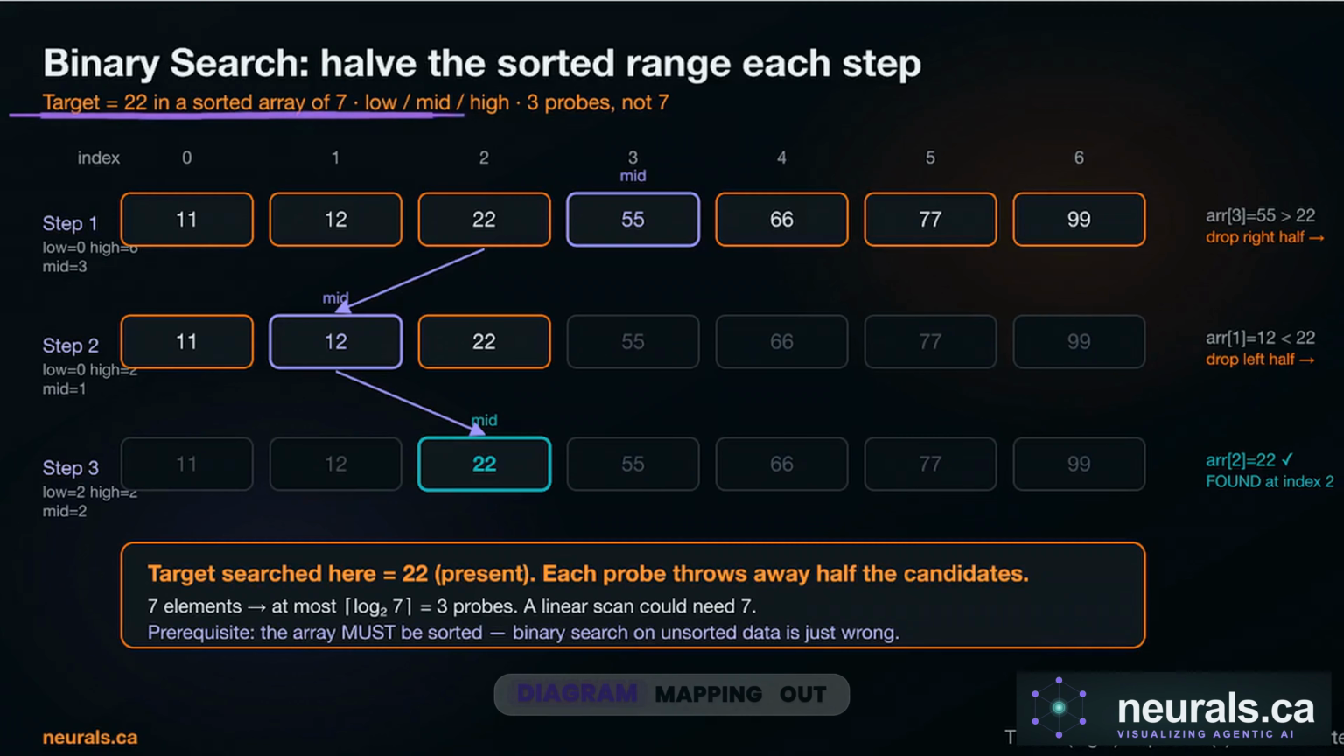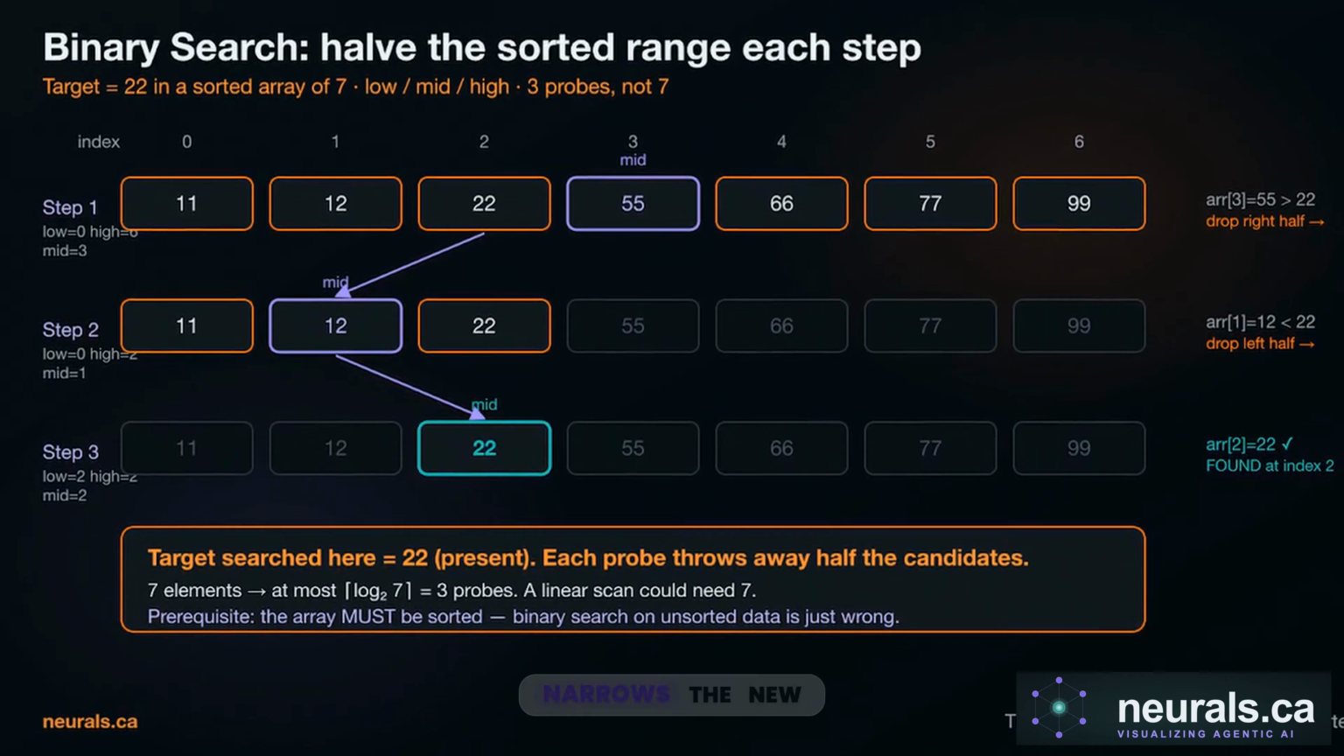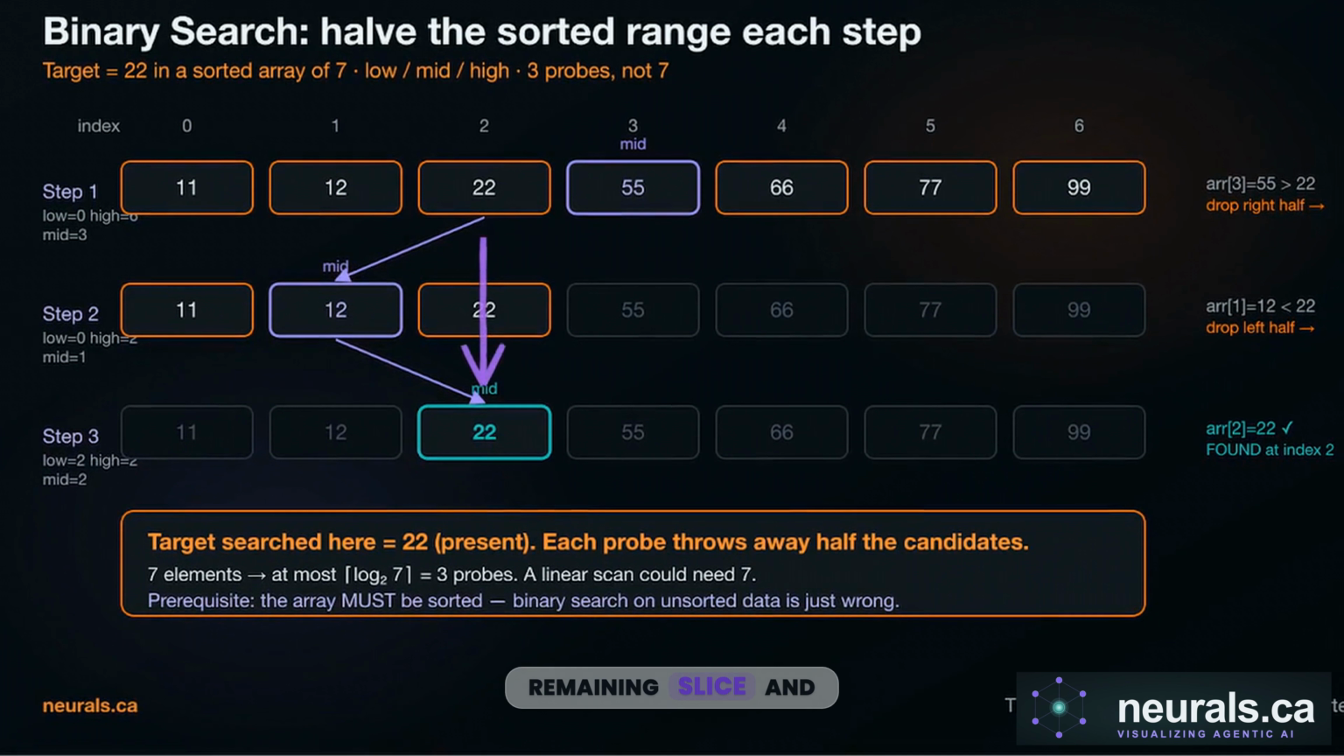Let's look at this diagram mapping out a search. We are looking for the number 22. In step 1, our midpoint lands on 55. Since 22 is smaller, we drop the entire right half of the array. In step 2, the search area narrows. The new midpoint is calculated, landing on 12. Our target is larger than 12, so the left half is discarded. By step 3, we calculate the midpoint of our remaining slice, and we land exactly on our target, 22.